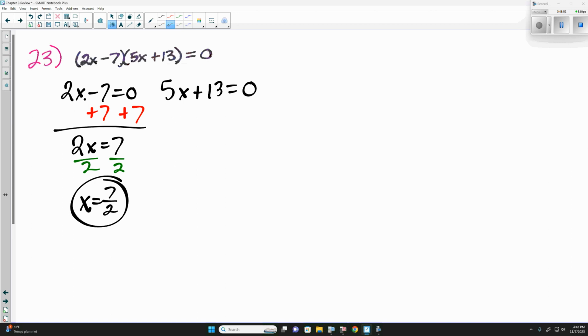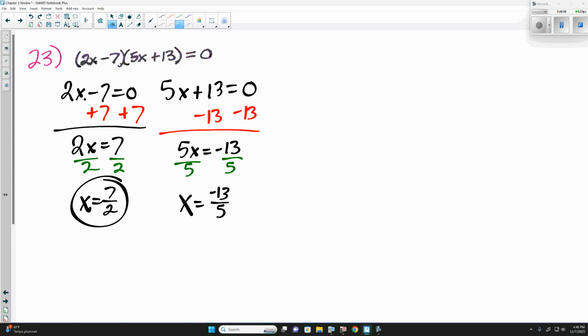We're done. The other one, subtract 13 from both sides, telling us 5x is equal to negative 13. Divide both sides by 5. x is equal to negative 13/5. That's it. There's no other reason to do it by any other method than this here, because any other method would require us multiplying these out. There's no reason to do that. This is it.